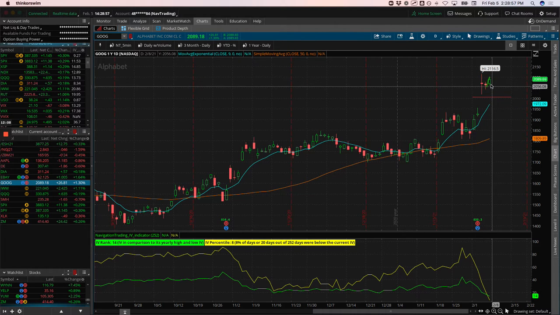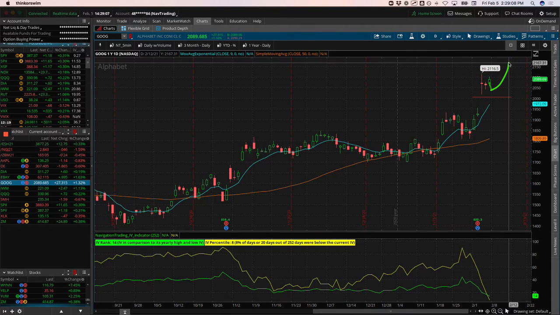Now, I would imagine Google is going to continue to push higher. A lot of times it pushes higher than just the first day. So if this thing drops back, it may be an opportunity to get back in and try to ride this up again. But we are out of that trade for now.